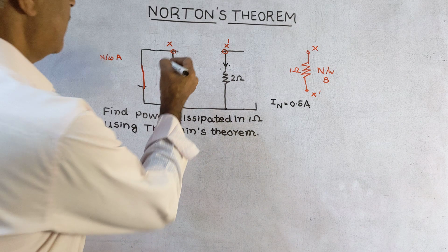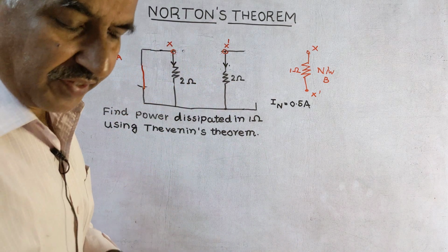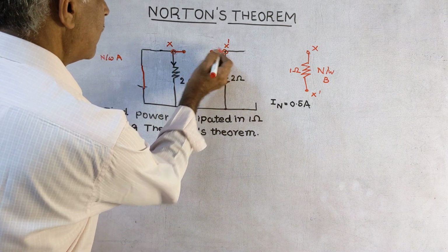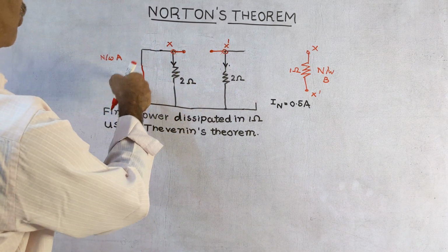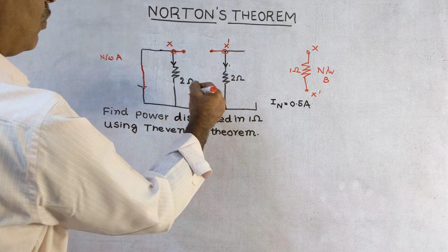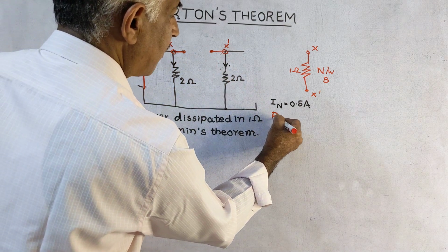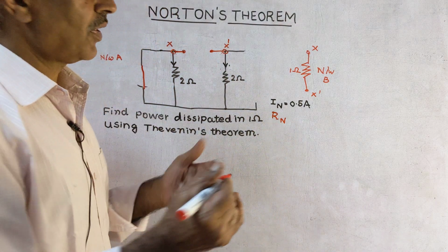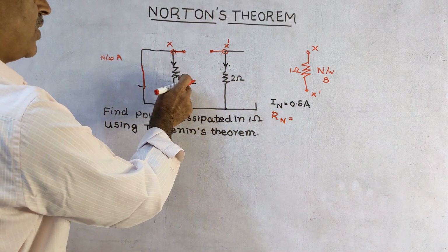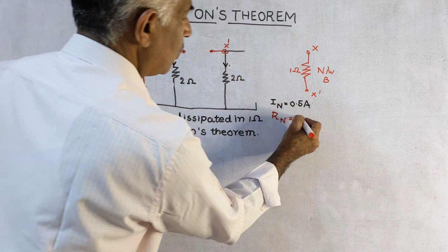Now we have to find the resistance between X and X dash. So 2 ohms is shorted, means this is 0. Therefore, what is resistance? It is called R Norton or R Thevenin. Rn is equal to, so this 2 ohms is removed because of short circuit and the remaining resistance is 2 ohms.